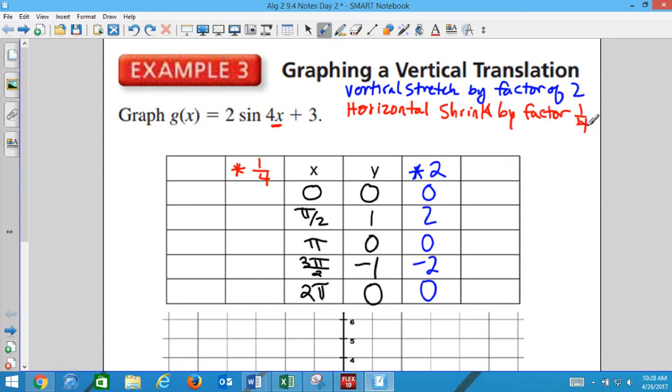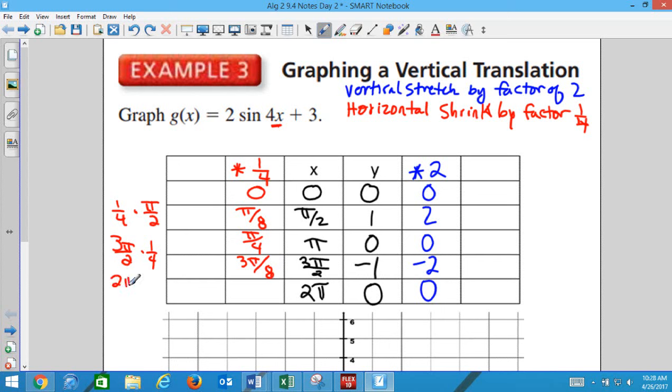Each of my x's multiplied by 1/4. If you need to do work off to the side, I did leave you some space on there. Hopefully we don't need to do 1/4 times 0 off to the side. But 1/4 multiplied by pi over 2, you multiply straight across, so I'm going to get pi over 8. And then 1/4 times pi, that's pi over 4. And then 3 pi over 2 multiplied by 1/4, I go straight across and I get 3 pi over 8.